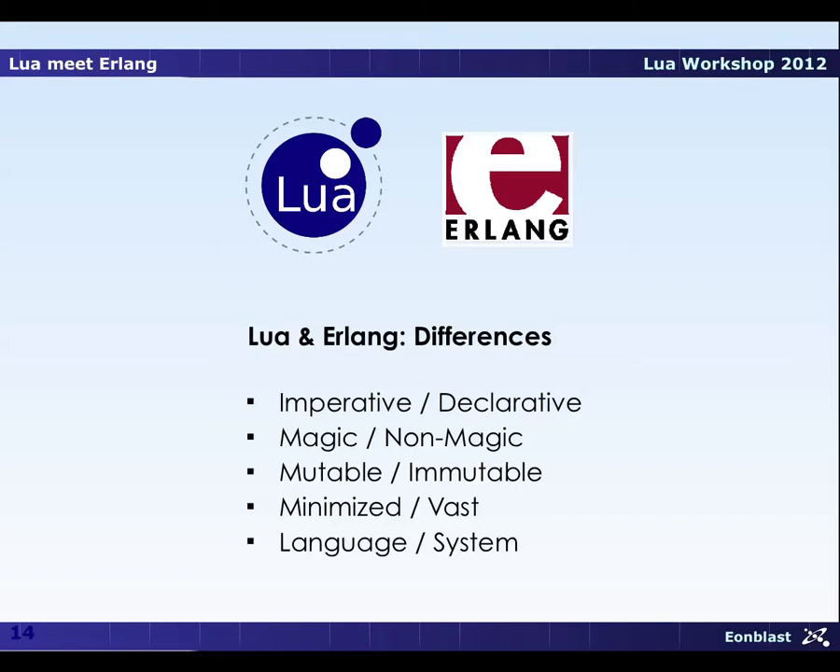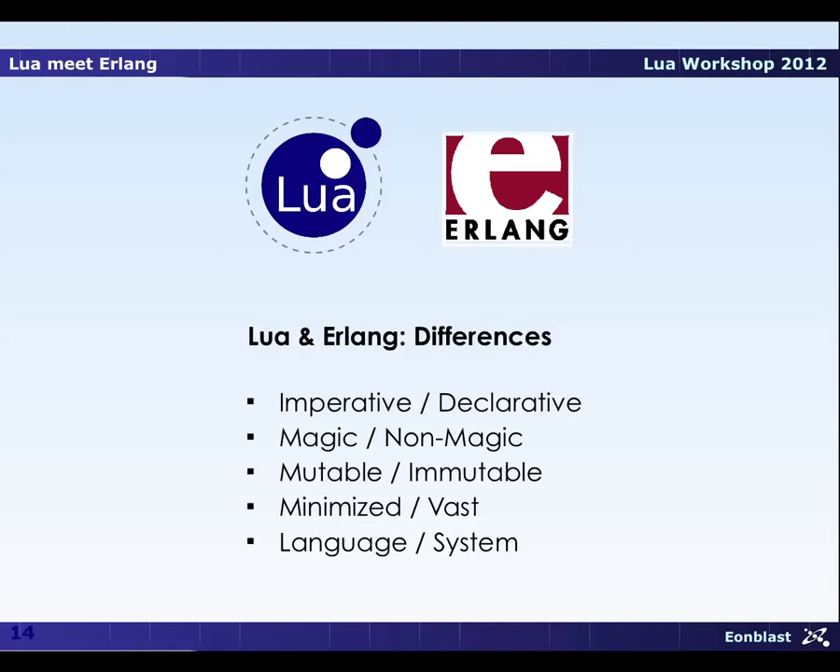And there are also differences. Lua is clearly rather imperative, while Erlang is rather declarative as a language. Lua can be really proud about the magic that it incorporates, while Erlang consciously avoids magic very much. Then you have the obvious difference between Lua having mutable variables, as we're pretty much all used to, I guess, and Erlang going with immutable variables.